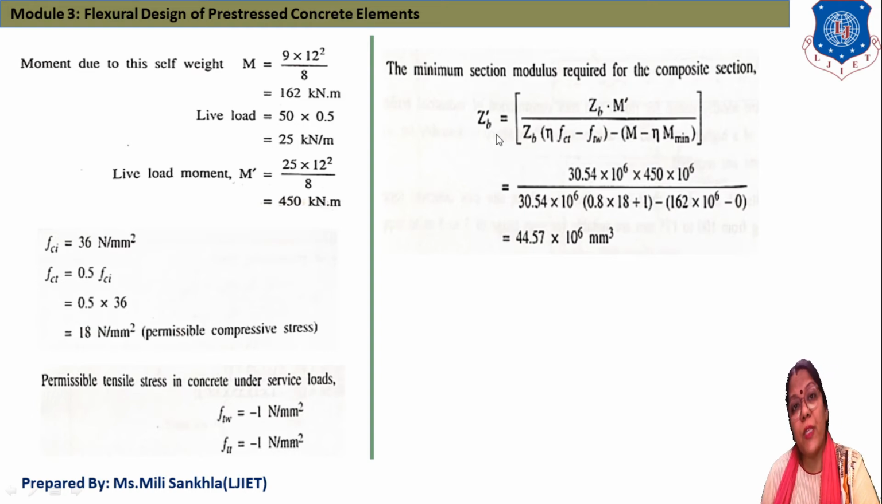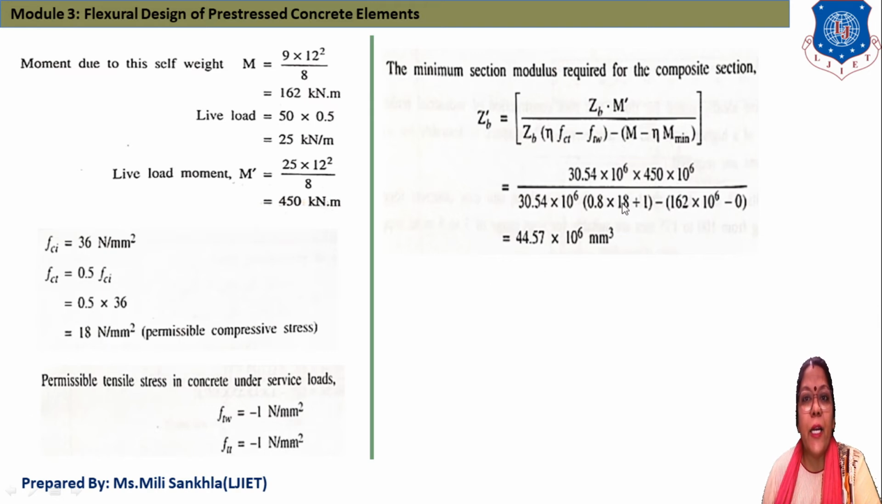Now what is the equation of Z dash B? Z dash B is equal to ZB into M dash, over ZB eta FCT minus FTW minus M minus eta times the minimum moment. Now one by one put the values. ZB is equal to our section modulus 30.54 into 10 to the 6. M dash is equal to the moment due to live load, that is 450. ZB again, bottom fiber section modulus 30.54 into 10 to the 6. Eta 0.8. FCT is equal to 18.